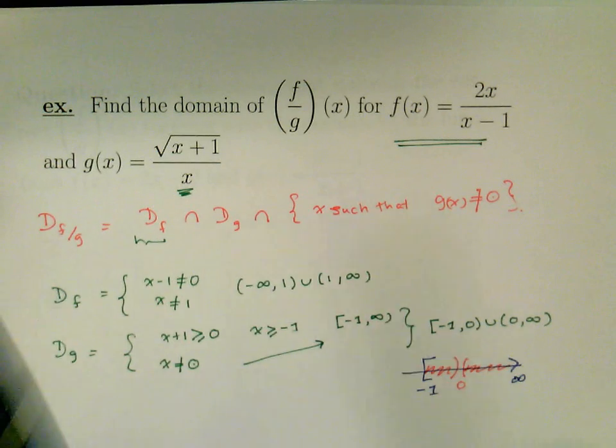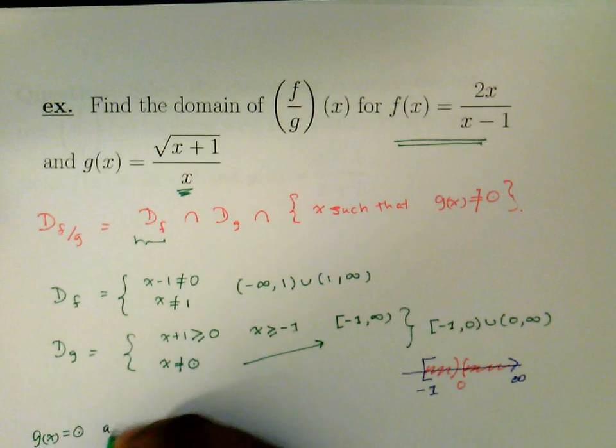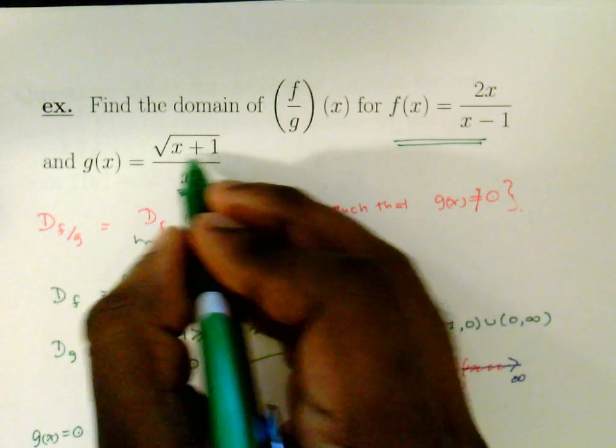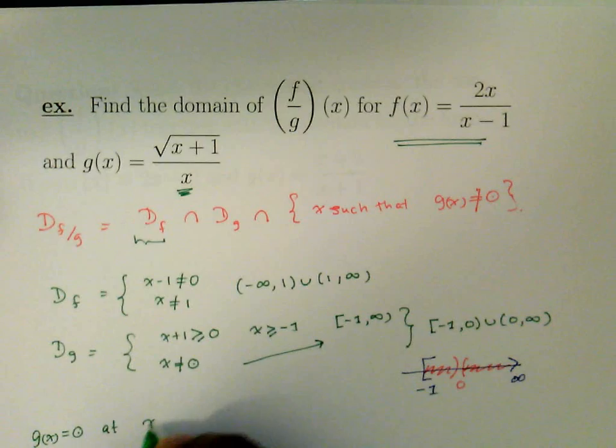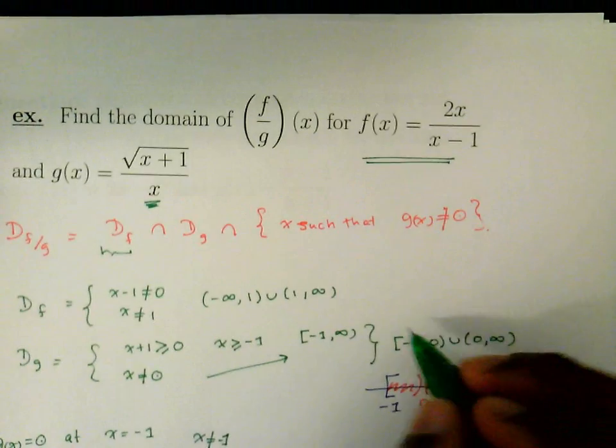Okay, so also g(x) equals 0 at x equals -1, so x not equal to -1. So x should not be equal to -1. So look at all these domains.